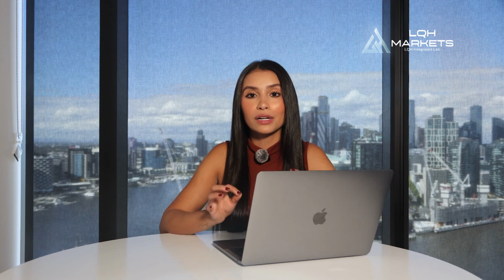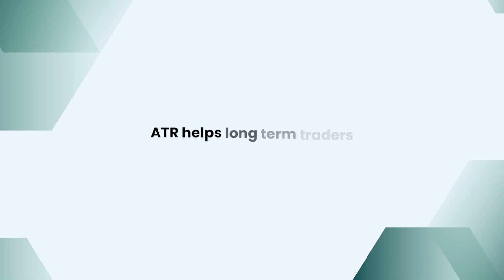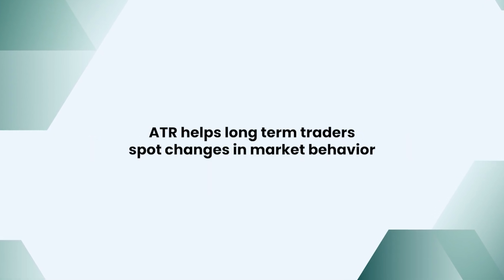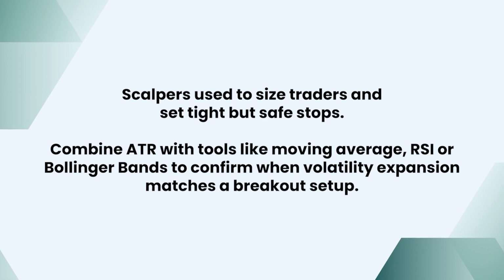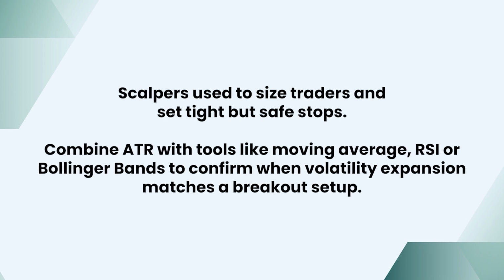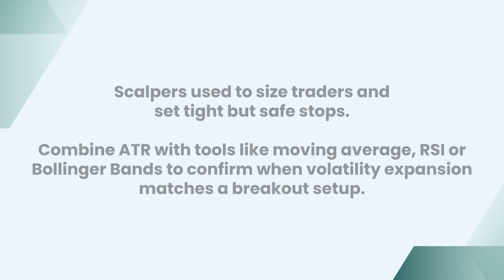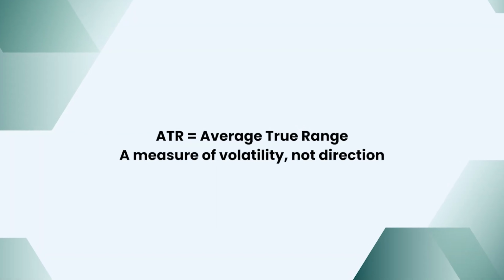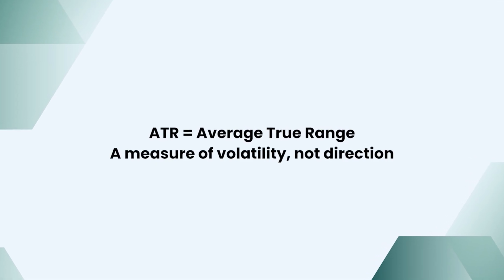Now, here are some practical tips. On higher time frames like 1 day or 4 hours, ATR helps long-term traders spot changes in market behavior. On lower time frames like 15 minutes or 5 minutes, scalpers use it to size trades and set tight but safe stops. Combine ATR with tools like moving averages, RSI, or Bollinger Bands to confirm when volatility expansion matches a breakout setup. So let's recap. ATR equals average true range, a measure of volatility, not direction.